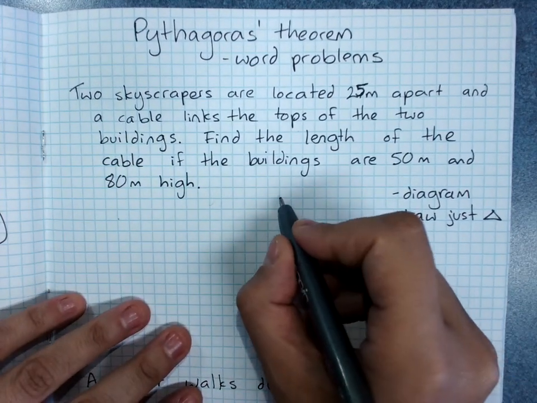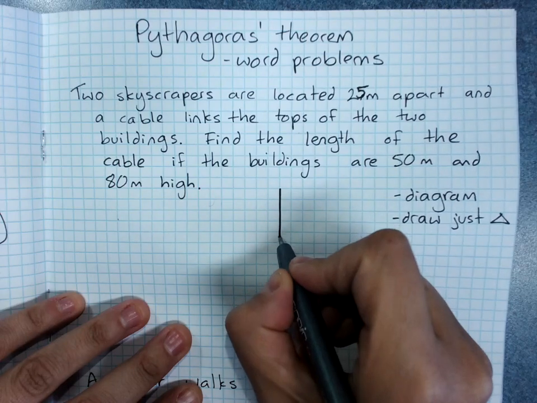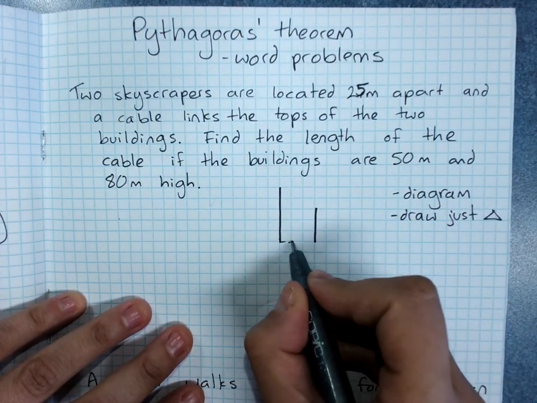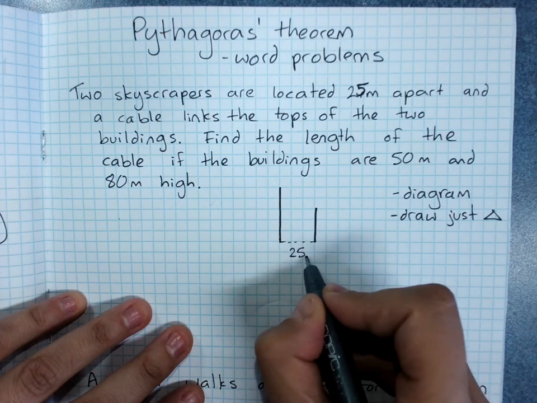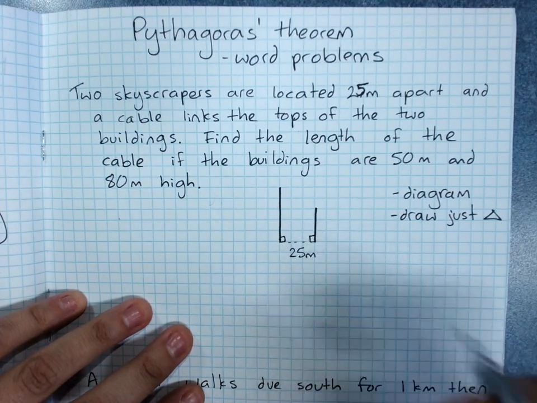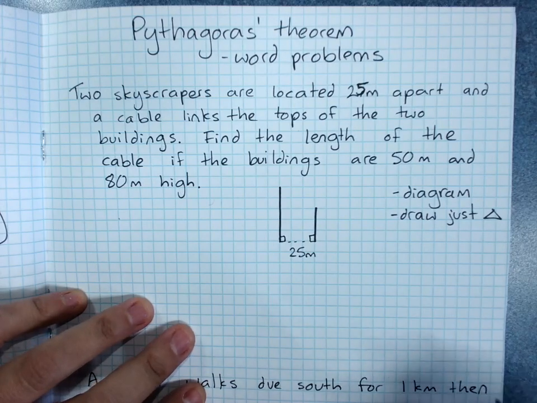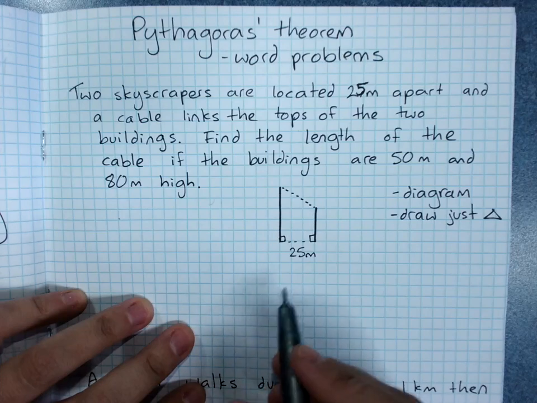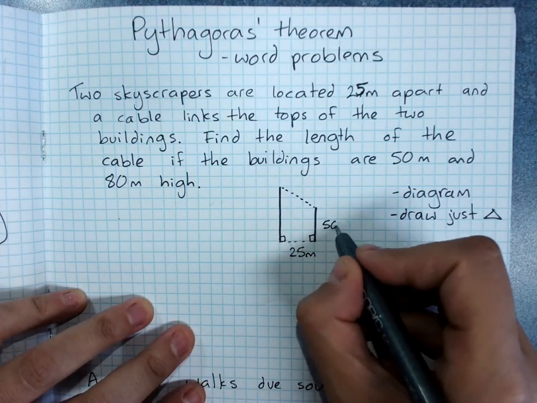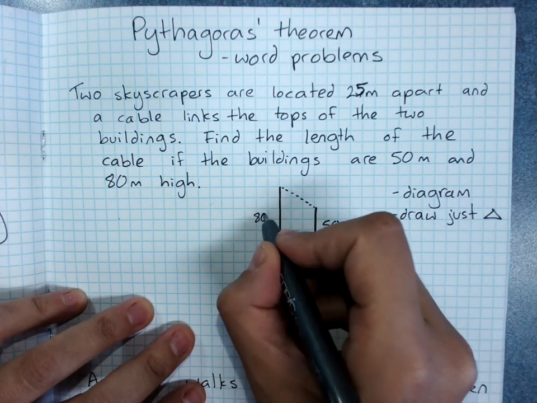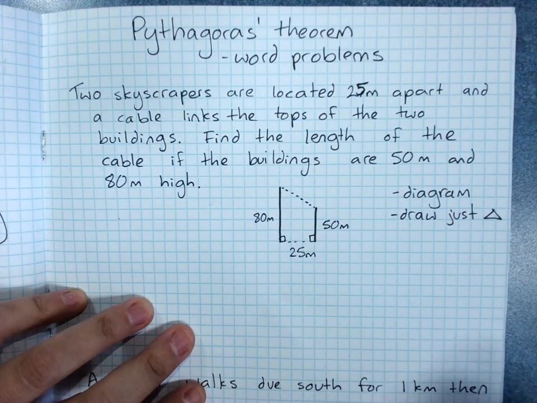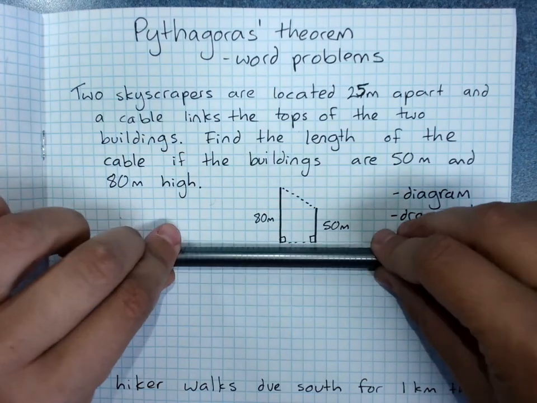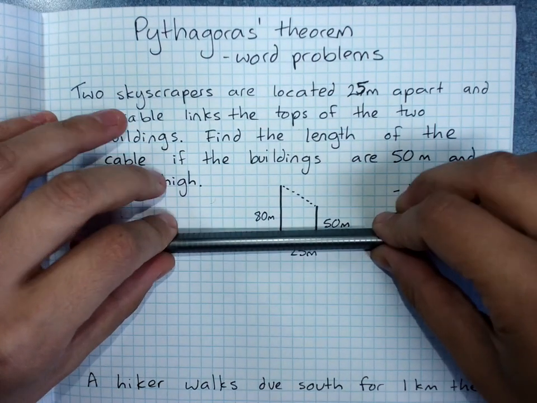So we have two skyscrapers. Keep it simple. That's a skyscraper. That's a skyscraper. This is 25 meters. Skyscrapers are at right angles to each other. And I want the length of the cable. I know the buildings are 50 meters and 80 meters high. From that, you're looking for a right-angled triangle. You can see there's right angles here.